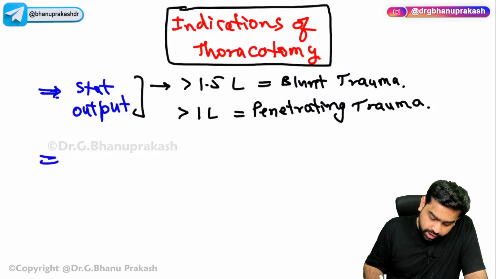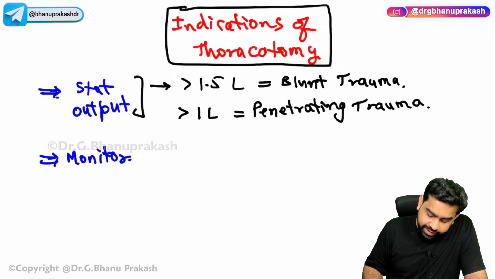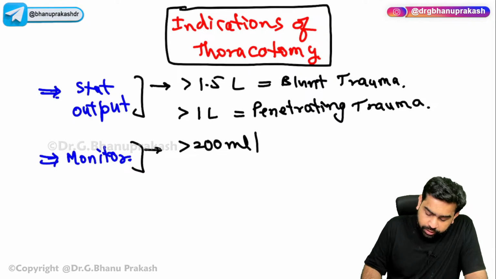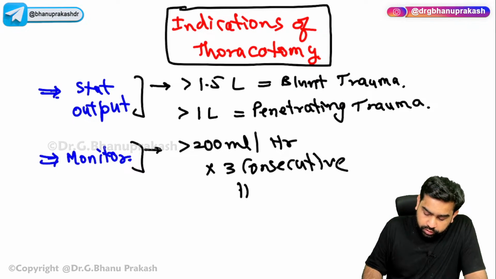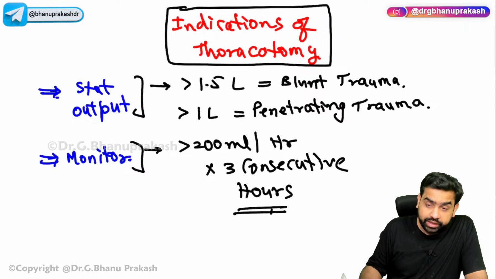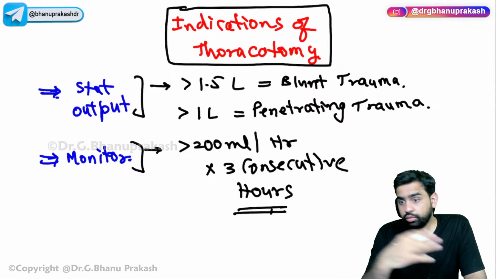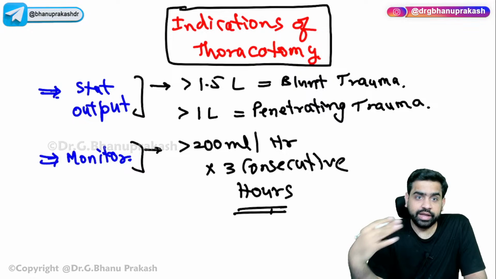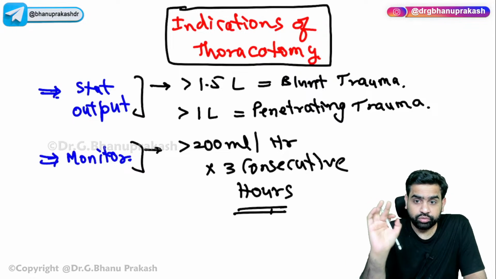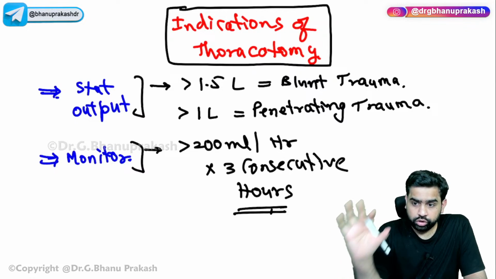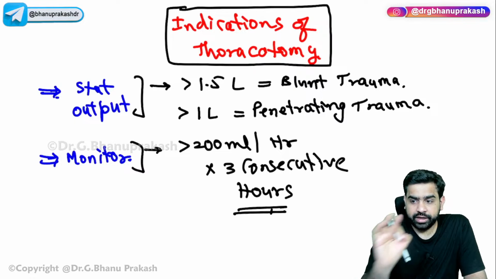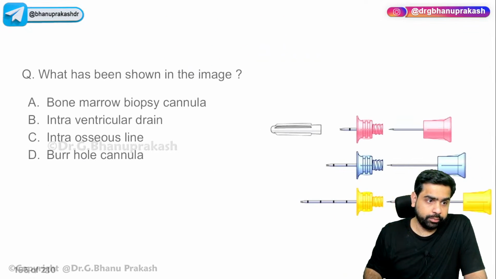Well, what else? You monitor these patients, and in monitoring, if you get more than 200 ml per hour for 3 consecutive hours, this is again an indication of performing a thoracotomy. So please try to understand, these are the indications of performing a thoracotomy in these patients. I hope you have understood this point, guys.